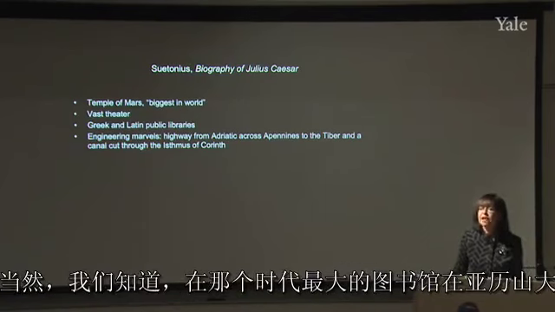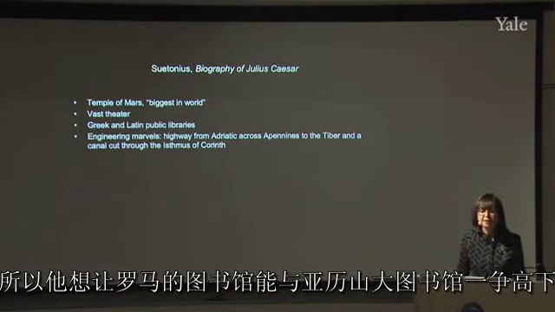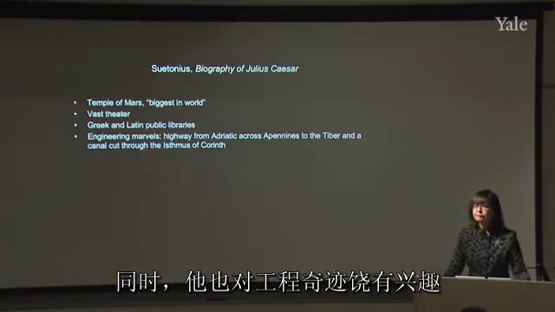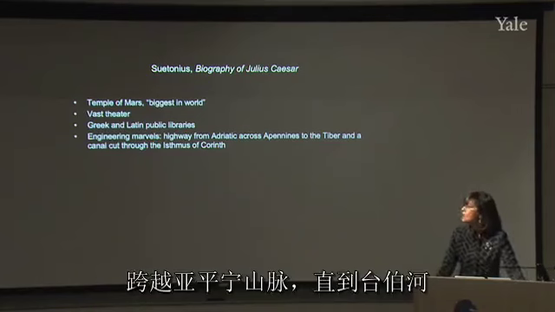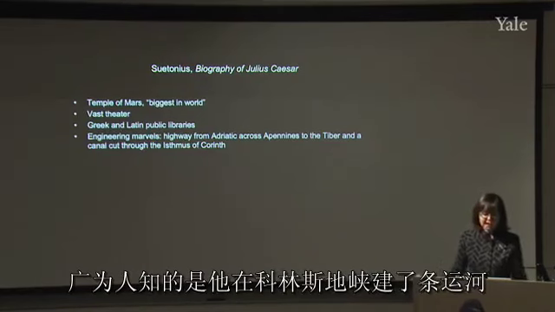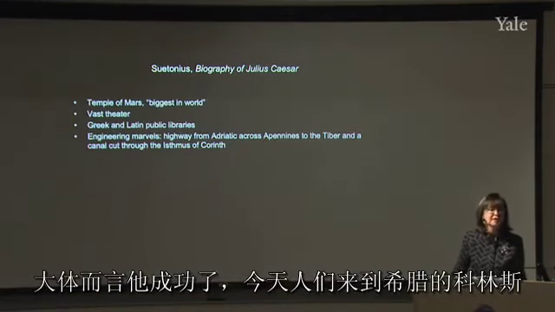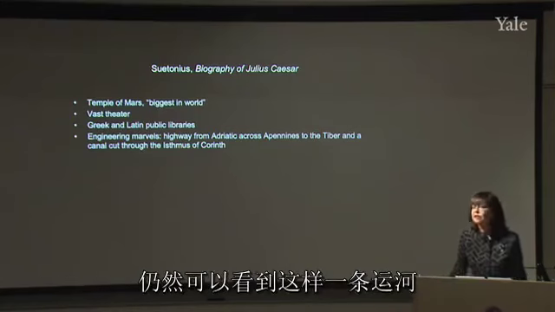We know, of course, that the greatest library in the ancient world at this particular time was the library at Alexandria. So he wanted libraries in Rome that could compete with the great library of Alexandria, and he was also particularly interested in engineering marvels. He began to build a highway from the Adriatic across the Apennines to the Tiber, and then most famously a canal cut through the Isthmus of Corinth. That was in large part achieved, and one can still see that canal if one visits Corinth in Greece today.